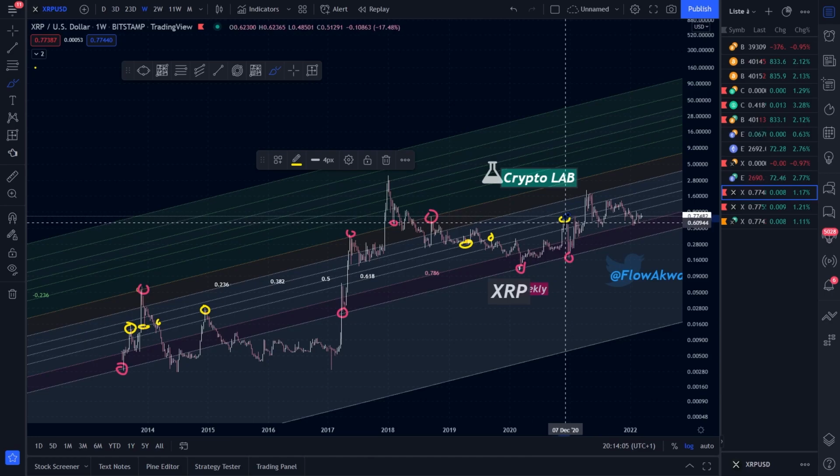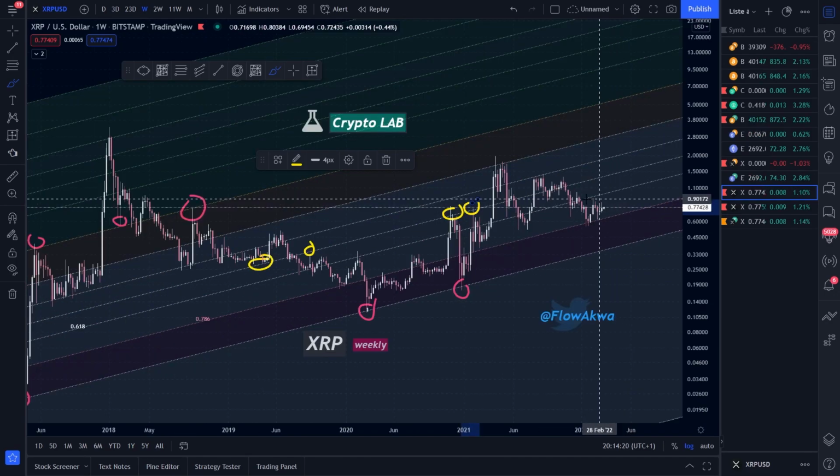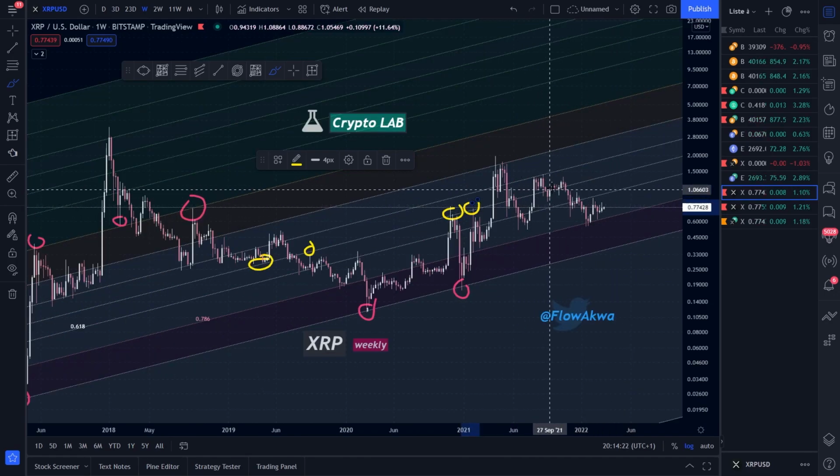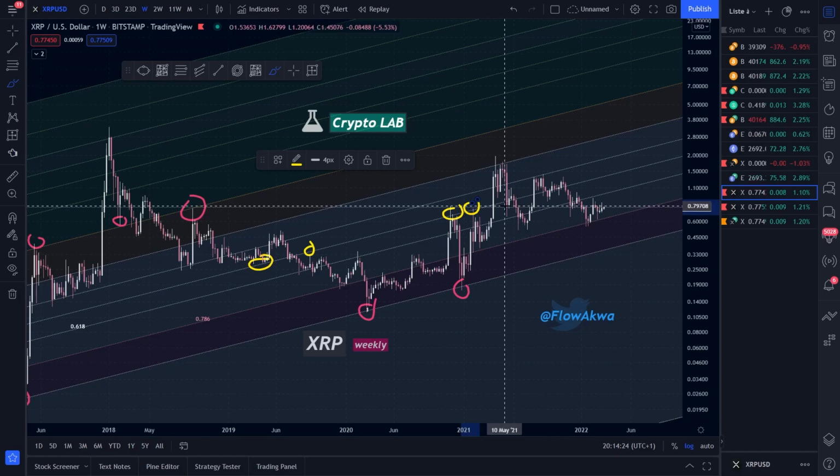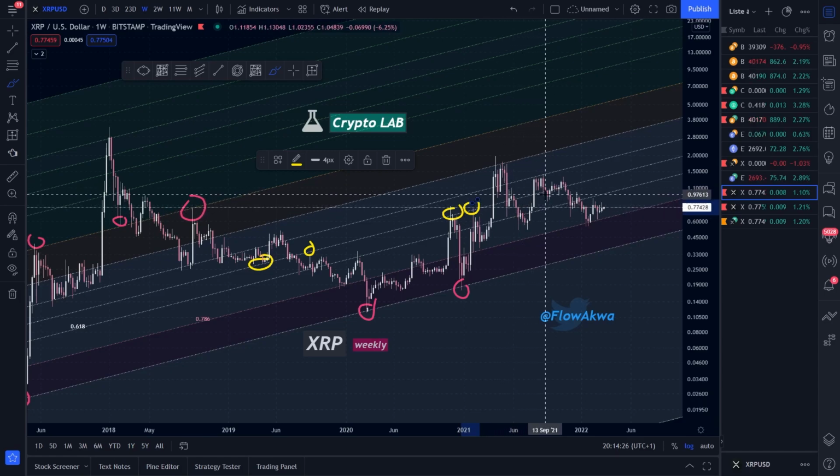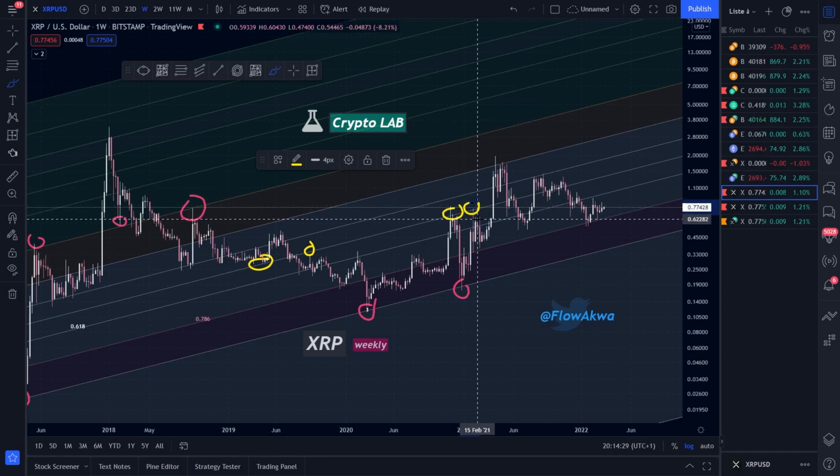but it was normal to be rejected from this area because, as you can see, the 50% line was a strong resistance. Here we touched it again, we got rejected from it, and then that's pretty much it because here we danced around it, but it wasn't as precise as the previous points.